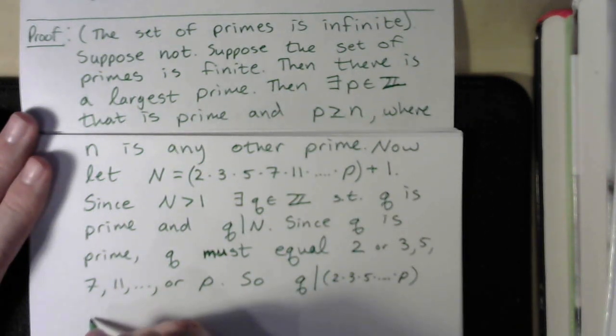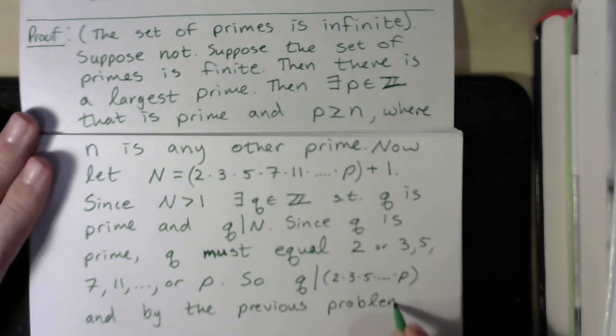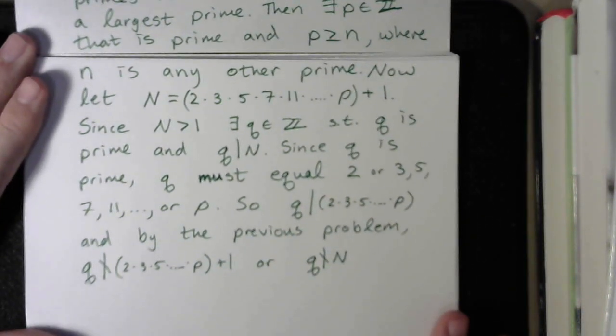And by the previous problem, q does not divide 2 times 3 times 5 times ... times p plus 1. Or in other words, Q does not divide N. And you can't see everything that I just wrote. So there it is. I'll repeat.